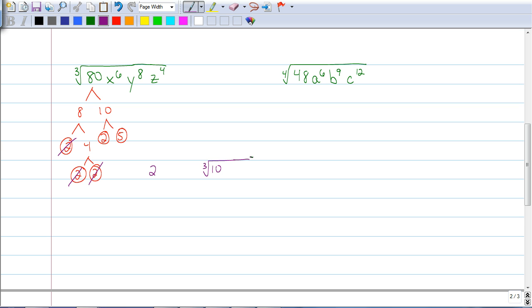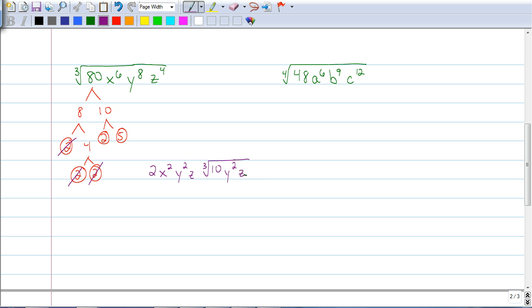Now let's go to my variables. Remember what we're doing here is taking the power divided by the root. 6 divided by 3 is 2. So 3 goes into 6 2 times, and we get to take out 2 x's. So x times x is x squared. Now let's go to the 8. 3 does not go into 8 evenly. 3 goes into 8 2 times, so I'm going to take out 2 y's, so y squared. But 3 goes into 8 2 times with a remainder of 2, so that means the y squared remains under the radical. And lastly, z to the 4th. 3 goes into 4 one time, so it gets to take out a z. But 3 goes into 4 one time with 1 remaining.